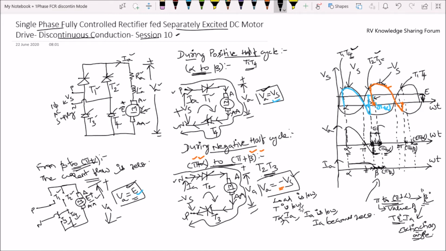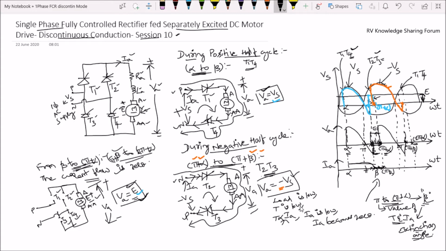Pi plus alpha to pi plus beta. What happens from pi plus beta to again 2 pi plus alpha is the current becomes 0, and we will have only the induced EMF. The same condition will again come into the picture here. Whatever the condition was applicable for beta to pi plus alpha is applicable for pi plus beta to 2 pi plus alpha.